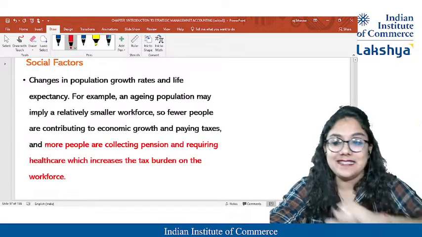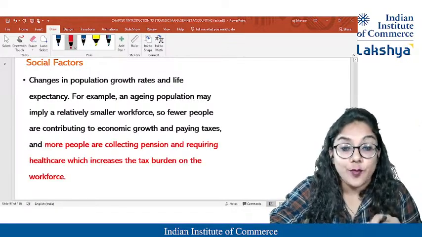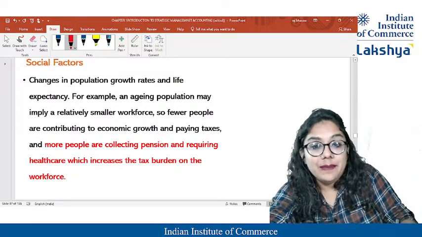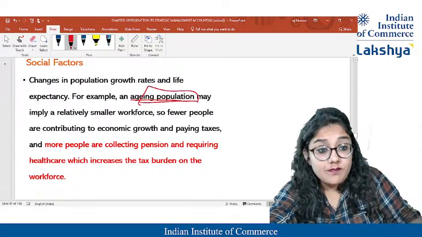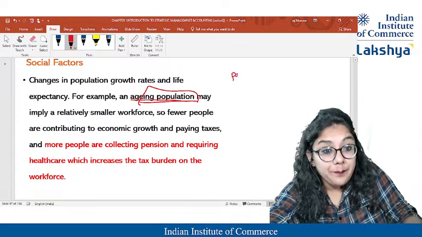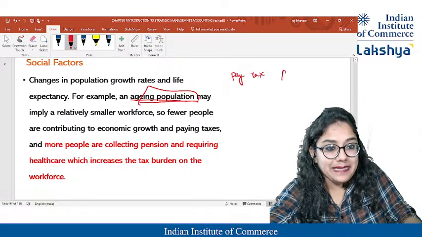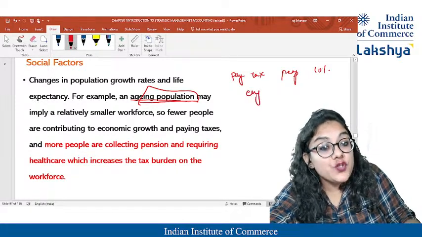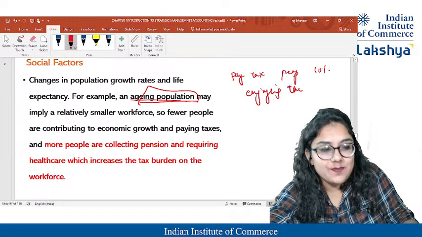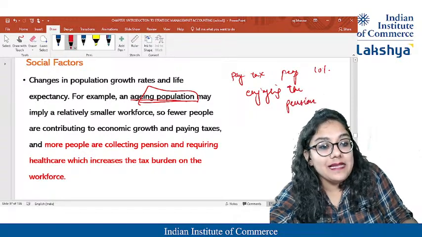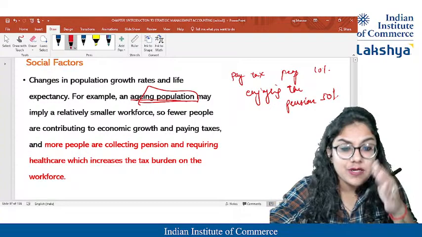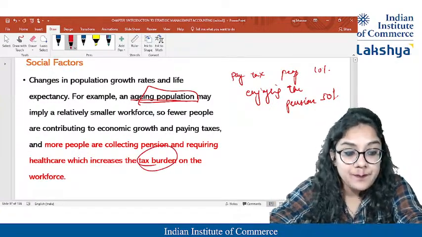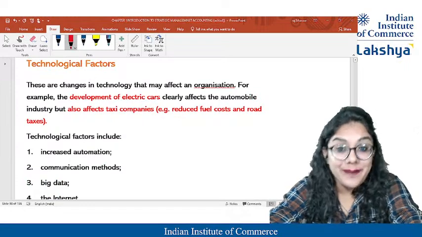Then changes in the population growth rate are also very important. For example, many people are aging. If only maybe 10 percent of people pay taxes while 50 percent enjoy pension benefits, just imagine the tax burden on a person. Even that can have an impact.